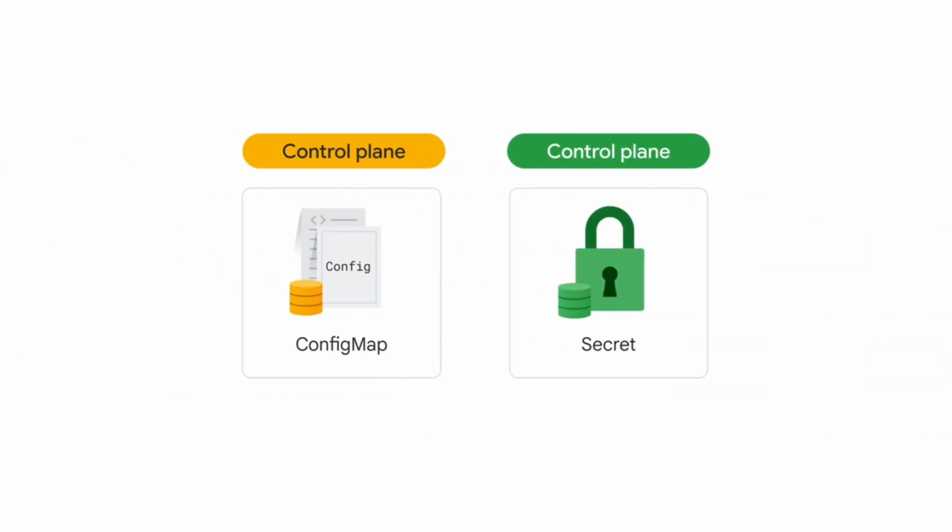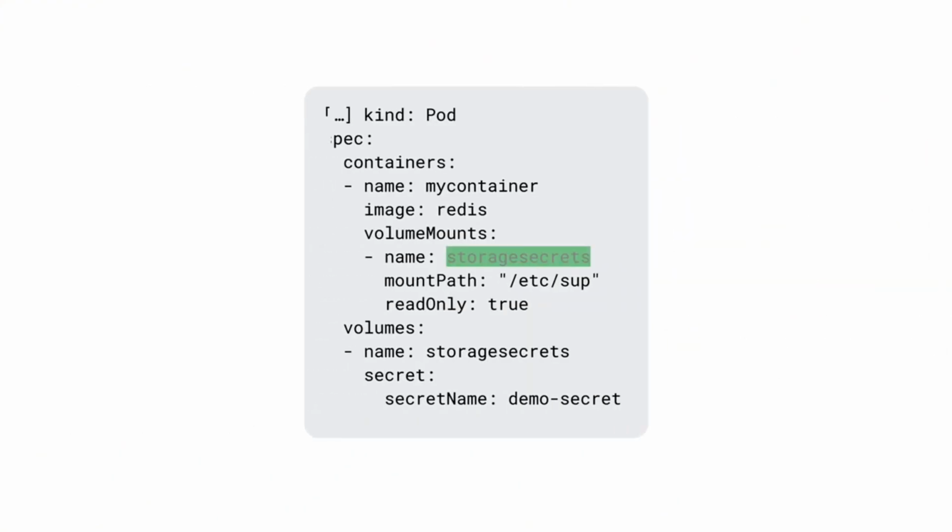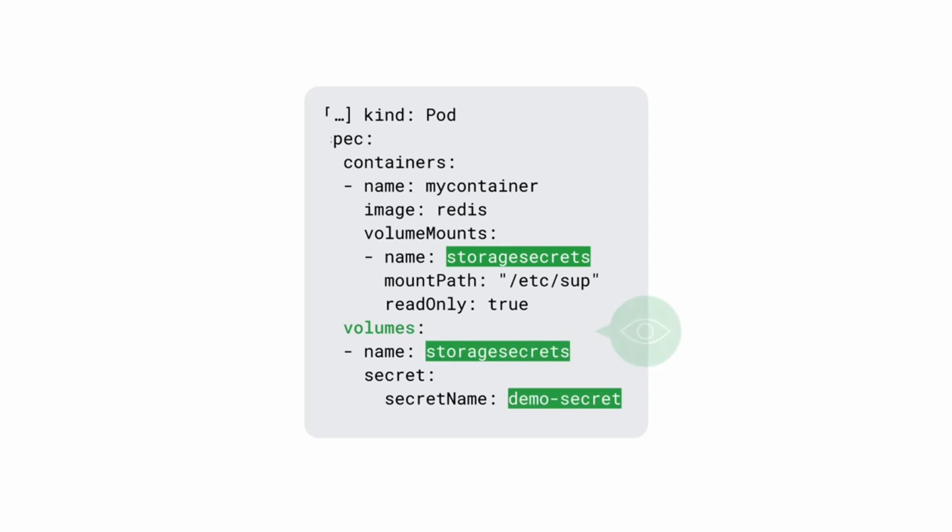There are separate control planes for config maps and secrets. Control planes provide a mechanism to create a secure storage that can be used to store and protect secrets. Let's say a secret volume named Storage Secrets is created and refers to a secret named Demo Secret. This volume is mounted to the container with read-only access. This volume can be used by multiple containers within the pod, which allows for better latency because pods do not need to wait to gain access to the secret.